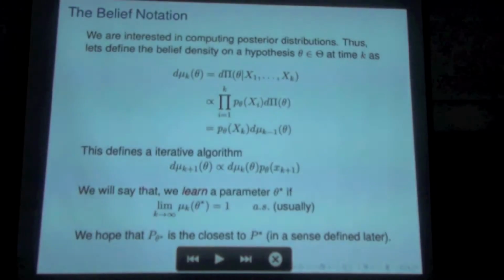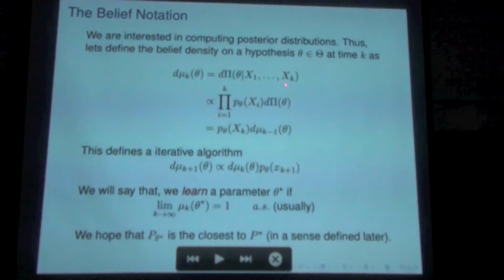I can ignore this. So now I'm introducing belief notation, which is going to be all around the talk. So this is very important. What I'm going to now define is this measure mu, which I will call beliefs, which is the probability distribution of some theta. So mu sub k of theta is the density of the probability distribution of theta given some observations up to time k. That is going to be my belief.